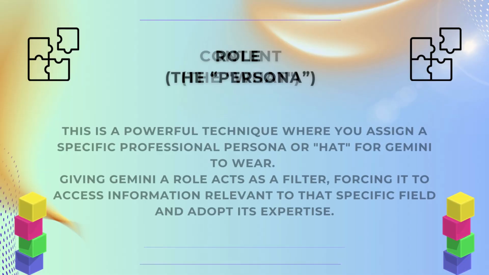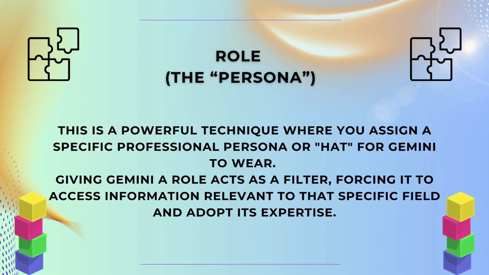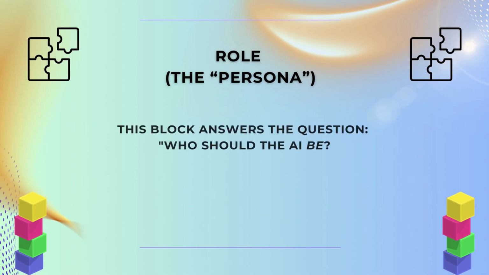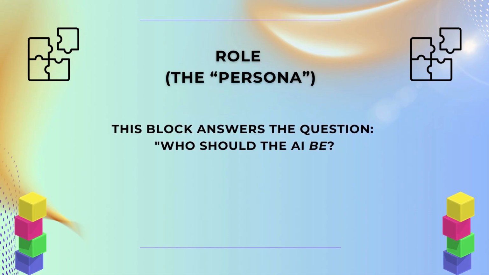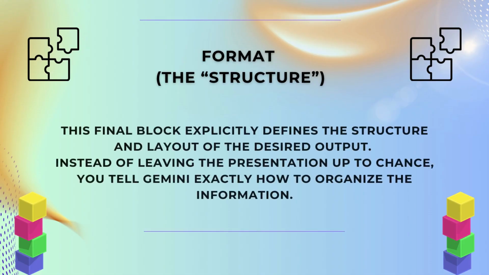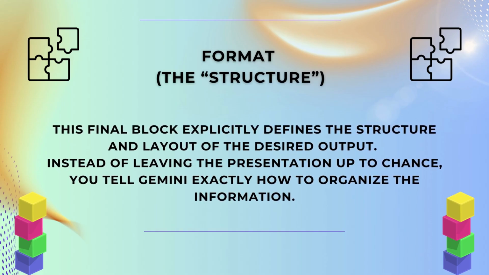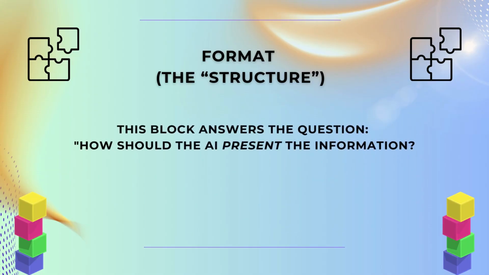We have the role or the persona. This would be the hat you would want Gemini to wear and adopt its expertise. This would then answer the question, who should the AI be? And lastly, the format or the structure. You tell Gemini exactly how to organize the information. Answering the last question, how should the AI present this information to you?